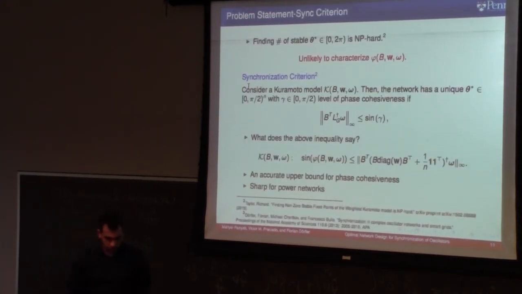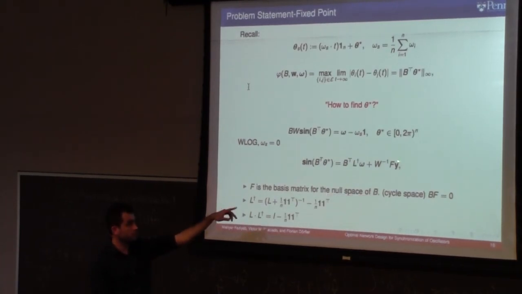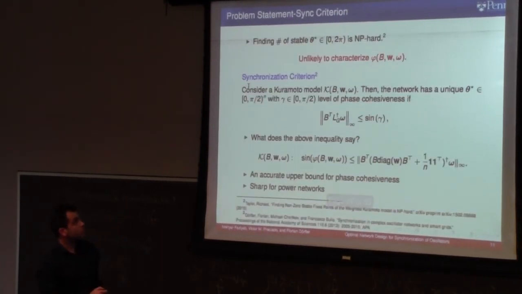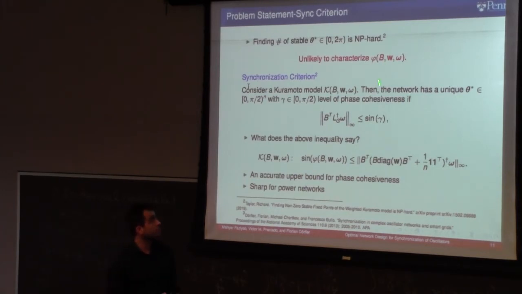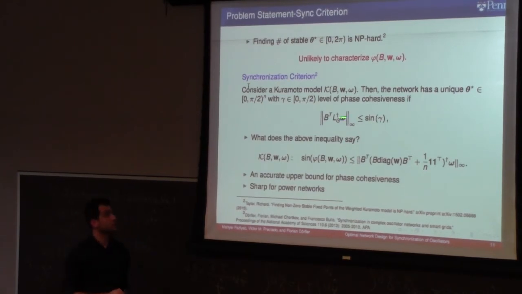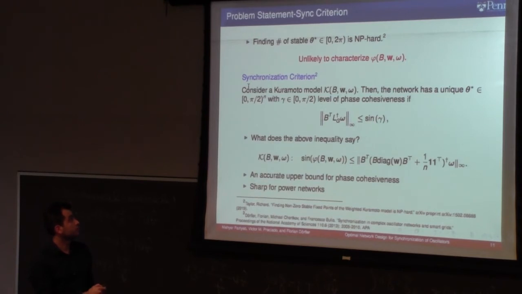Actually, the problem is that finding the number of stable theta stars, solving this equation completely, finding those y, has been shown in a recent paper in 2015 to be an NP-hard problem. So we cannot characterize this theta star in terms of these parameters, B, W, and omega, right? But this is not the end of the story. There is a criterion that has been proposed in this paper by Florian, a collaborator in this work, that helps us to get rid of this difficulty.